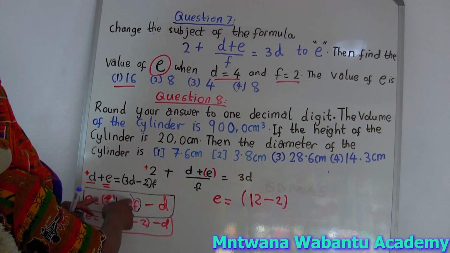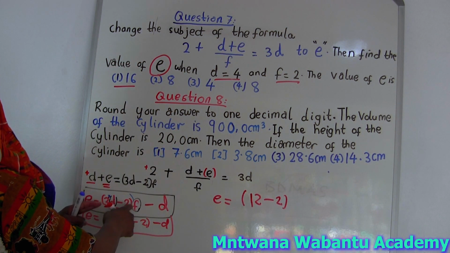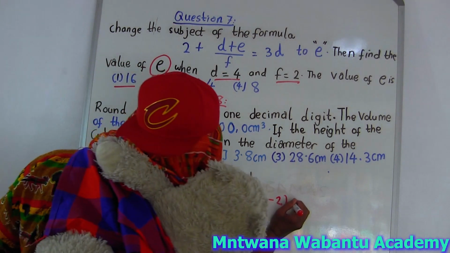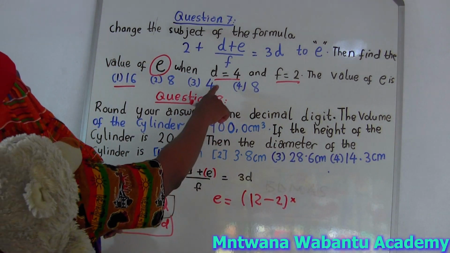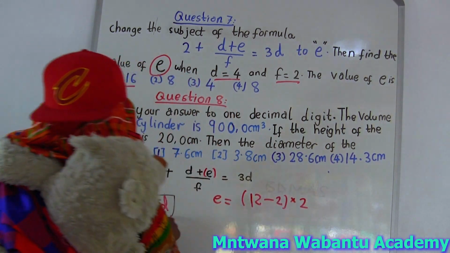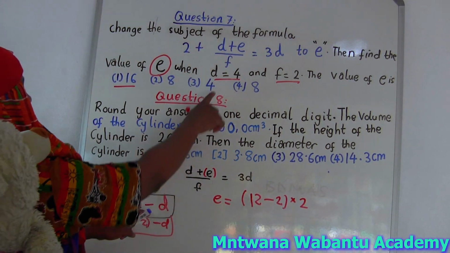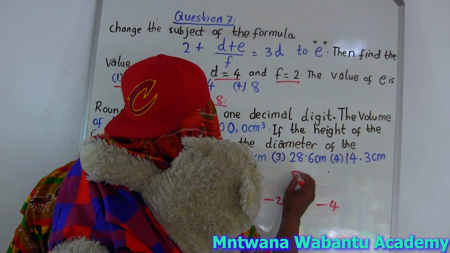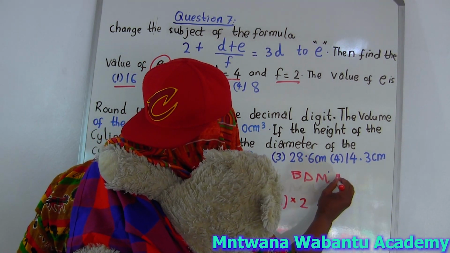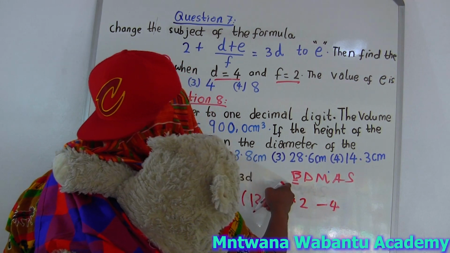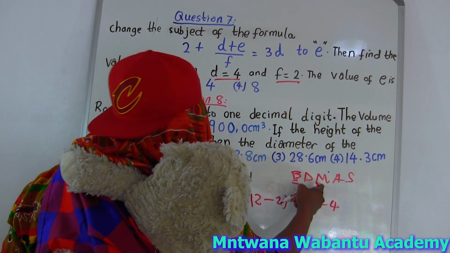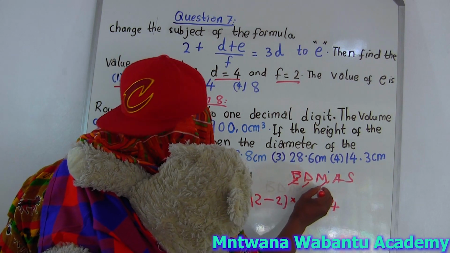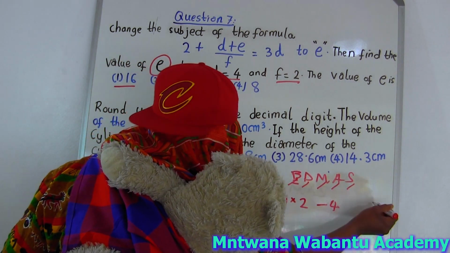So here, all this group and F means there's a multiplication between them. Whenever you have a bracket and something beside it, there's a multiplication, so multiply. And what is the F? We have F equal to 2, so we're going to say times 2, and then minus D. D equals 4, so minus 4. Now we have a rule: always look if you have a bracket before you divide, before you multiply, before you add, before you subtract. So bracket, division, multiplication, addition, subtraction.